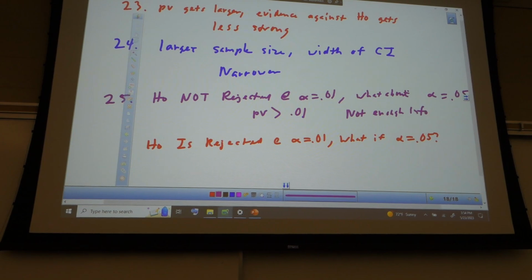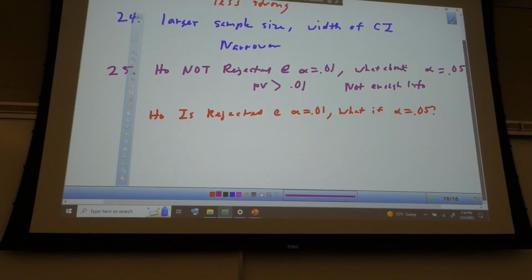What if we do reject and alpha is 0.01? Take a second with your neighbors and figure out that one. What if we did reject it at 0.01? What about if alpha is 0.05?